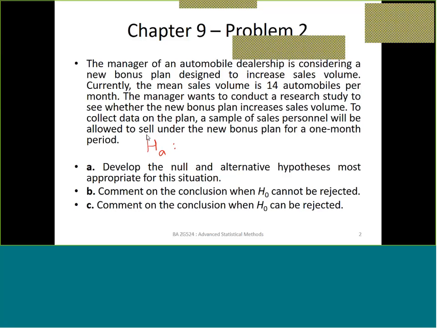If it increases sales volume, obviously then the mean sales volume is above 14. So we are talking about averages, so it is mu greater than 14. And of course H naught is mu less than or equal to 14. Sometimes you can take equal to also.